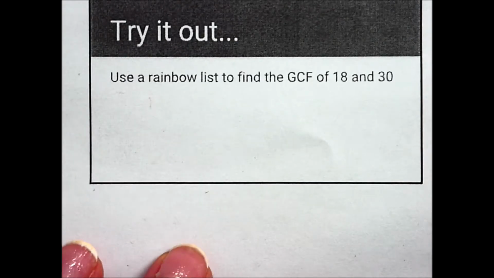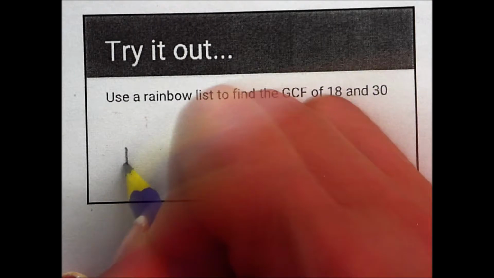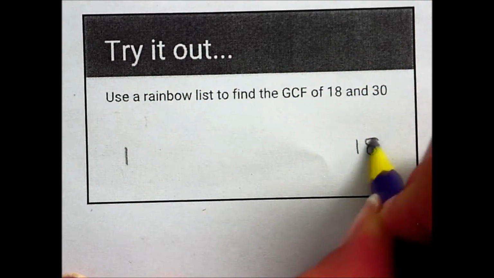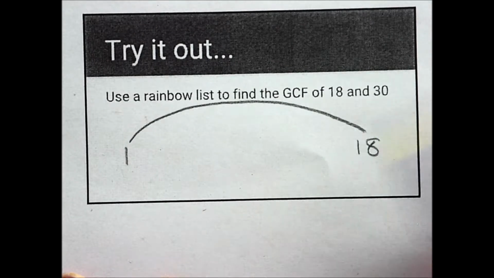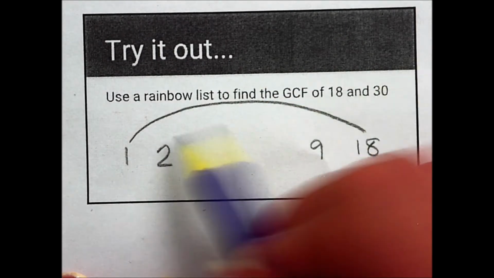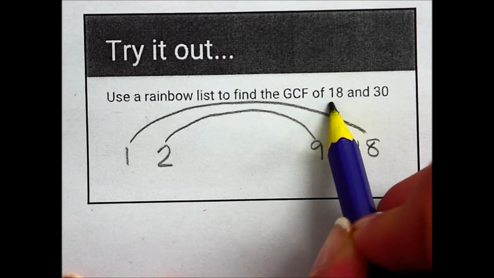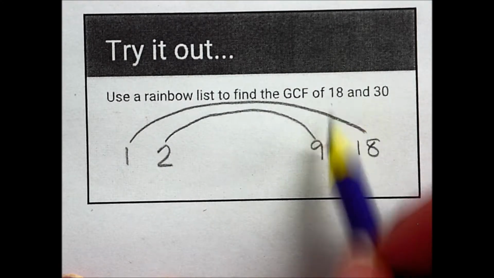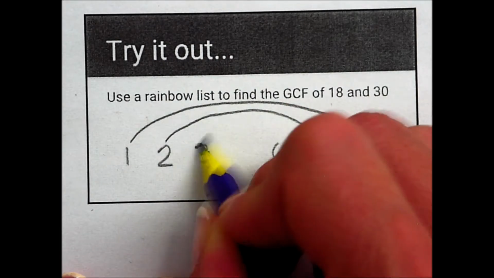Now we'll try it out. We'll make a rainbow list for 18 and for 30. We'll start with 18. 1 and 18 are factor pairs. 1 times 18 is 18. Now we'll go to 2. 18 is even. 2 times 9 is 18. Now we'll go to 3. 8 plus 1 is 9. 9 is divisible by 3, so 18 is divisible by 3. 3 times 6 is 18.